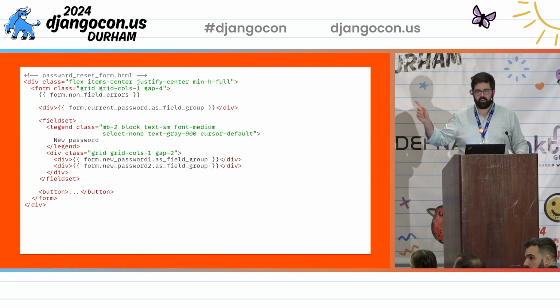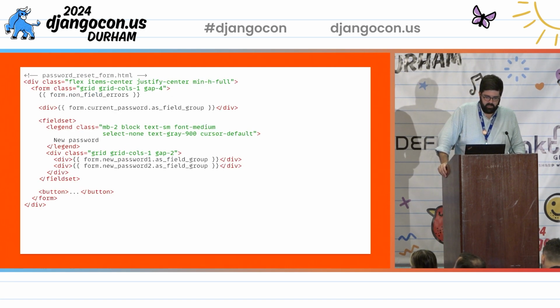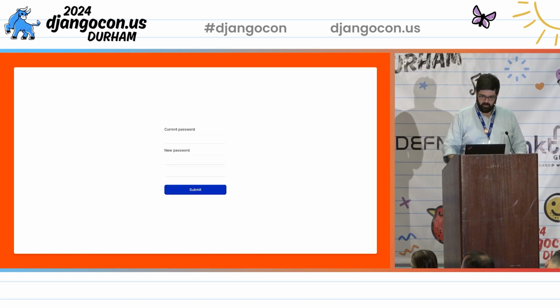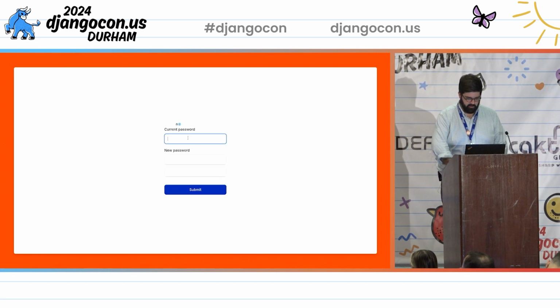And then we're going to call our as_field_group. We're going to keep the current password the same. That one was fine for now. And then we're going to create a new field set with a legend of new password, and that's going to be the label. And then we're going to use a grid and do our new password 1 and 2 as field group. And now look, grouped together. This looks nice, usable, logical. It makes sense that they're together.